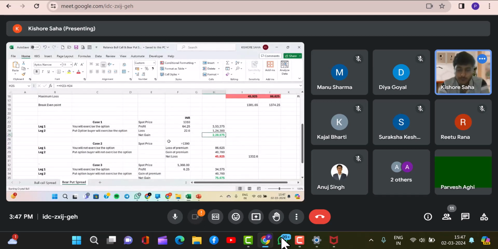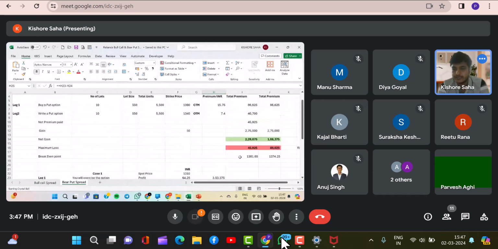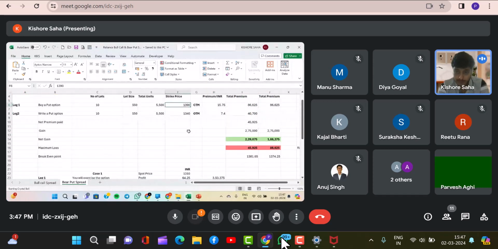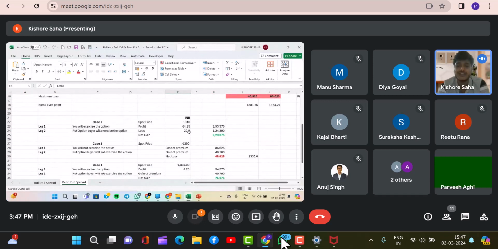In case 2, I am assuming the spot price is greater than 1390, which is the strike price. If the spot price is greater than 1390, then for sure I will not exercise the option because I won't gain anything. So in this case, I will let the premium go. My loss of premium would be this.